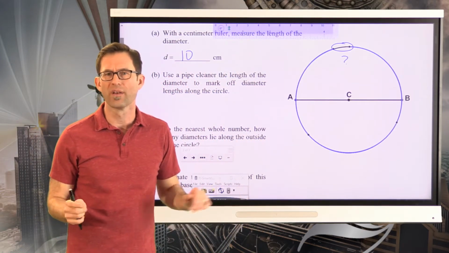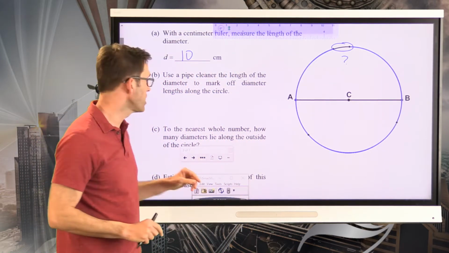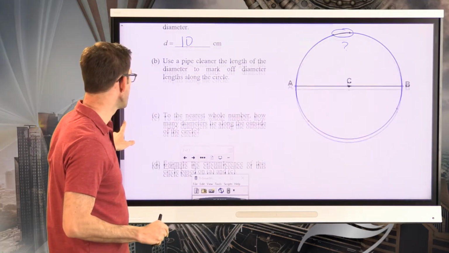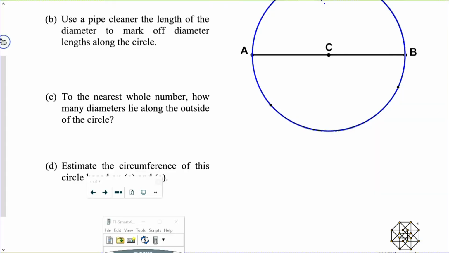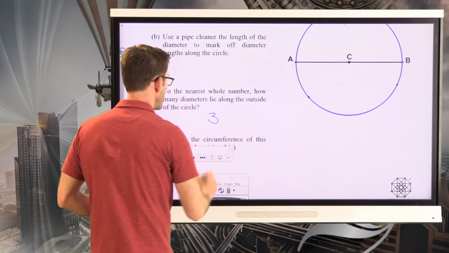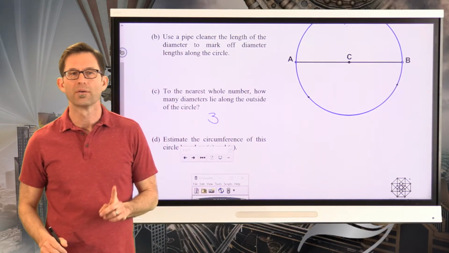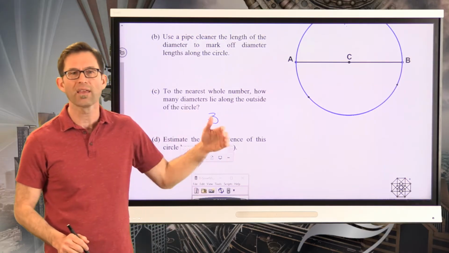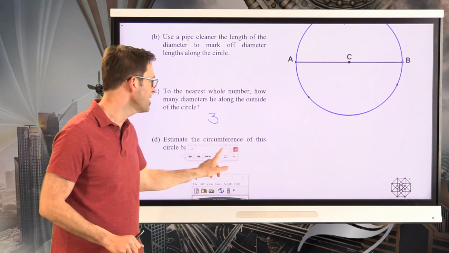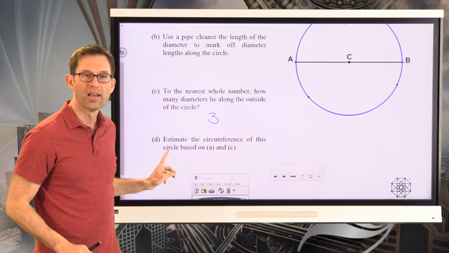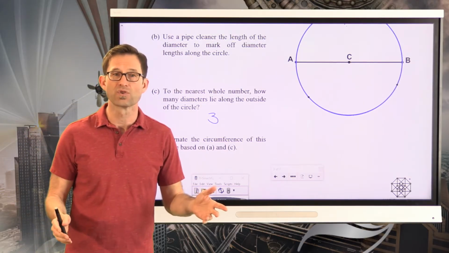It's way longer than the diameter of a circle, but at least we can answer letter C, right? To the nearest whole number, how many diameters lie along the outside of the circle? Well, 3 of them, right? Now, it's a little more than 3, right? But to the nearest whole number, I can only get 3 of them to lie in there. And that then gives us at least an estimate in letter D of the circumference, right?